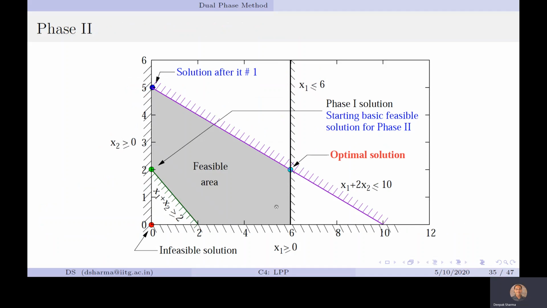So after this, as you can see, we started from the origin red point, moved to the green point along the X2 axis. Then we move to the blue point in iteration number 1. And finally, we get the optimum solution as mentioned in the graph.